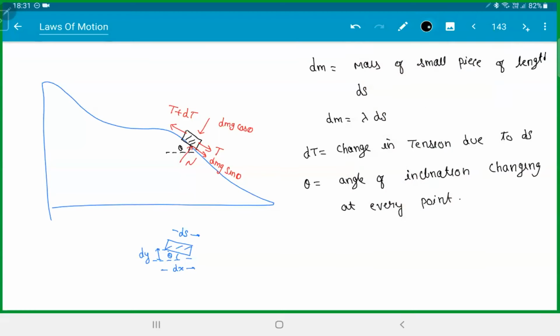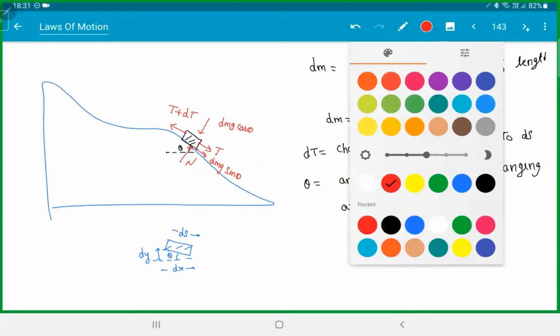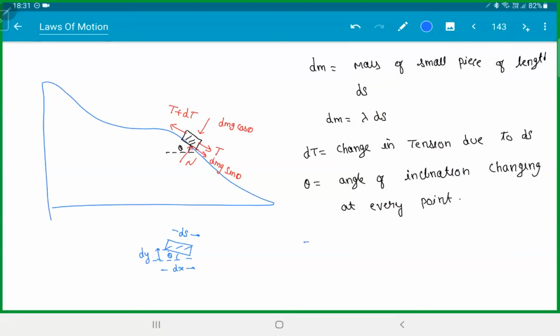So this is the mass of that small piece. I wrote that anyway. Now, because it is in equilibrium, look at the forces. T plus dT will be equal to minus T minus dm g sin theta. If it is not at rest, this will be dm into a. These are the forces balanced. T will cancel. We get dT is equal to dm g sin theta.